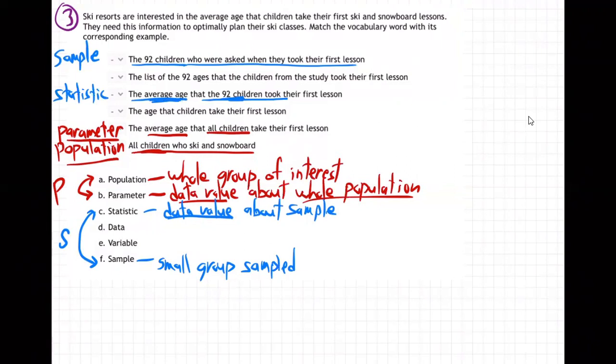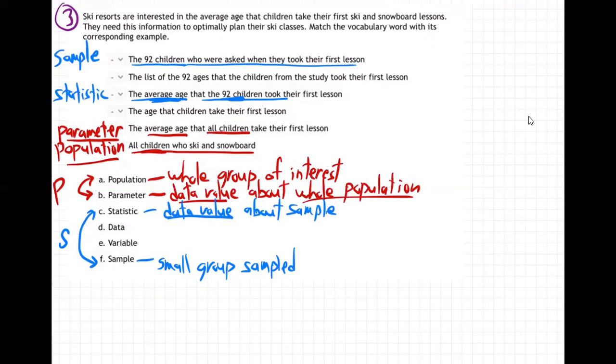Right? So you ask those 92 kids, how old were you when you took your first lesson? You find the average of that group. That's called a statistic. It's from a sample. S goes with S. A statistic is from a sample. It's a number that you calculated from the sample data values, from the 92 kids you asked.